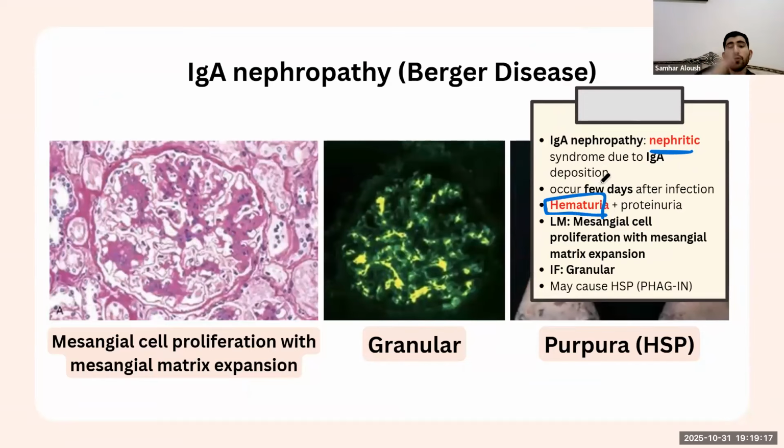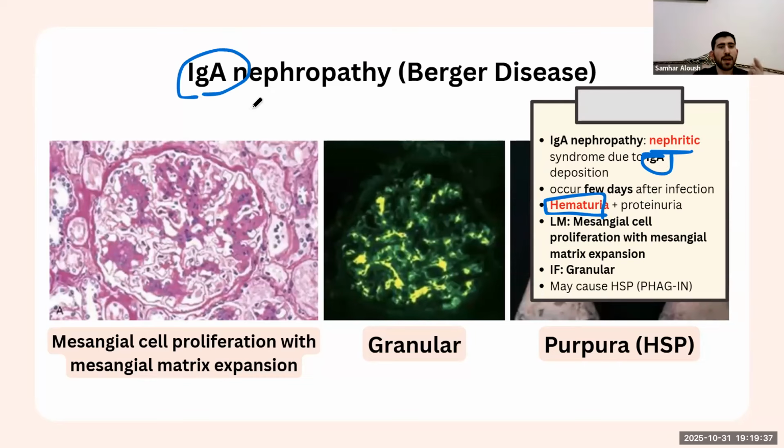Okay, and it's not due to immune complex deposition because immune complex means many things. No, this one is selective. It's just IgA deposition. So Berger disease or IgA nephropathy is also a nephritic syndrome that causes hematuria and proteinuria, but it's due to IgA deposition, not immune complex deposition, and that's why it's called IgA nephropathy.